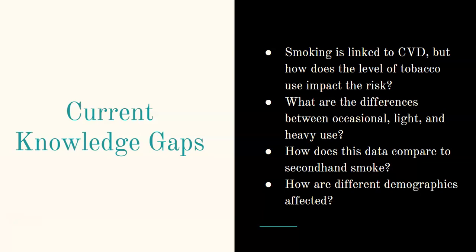Some gaps in our current knowledge. Smoking is linked to CVD, we know, based on the body of data that we already have access to from the Framingham Heart Study. But how does the level of tobacco use impact the risk of developing CVDs? What are the differences between occasional, light, and heavy tobacco use? How does this data compare to exposure to secondhand smoke? And how are different demographics affected?